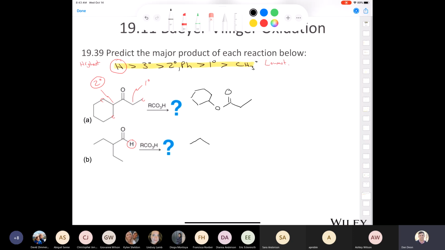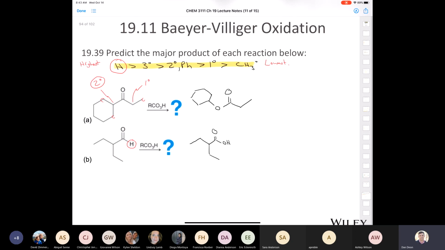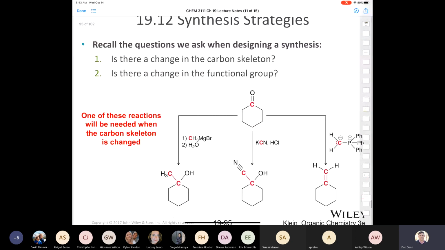Let's draw that carboxylic acid. It's going to look like that. Okay, so in the first one, we got an ester, and in the second one, we got a carboxylic acid. And that covers all of the new content for this chapter. The last part is simply looking at synthesis strategies. We'll go over this kind of quickly.